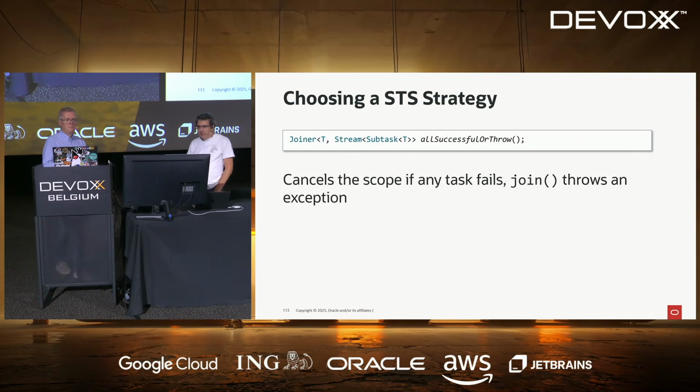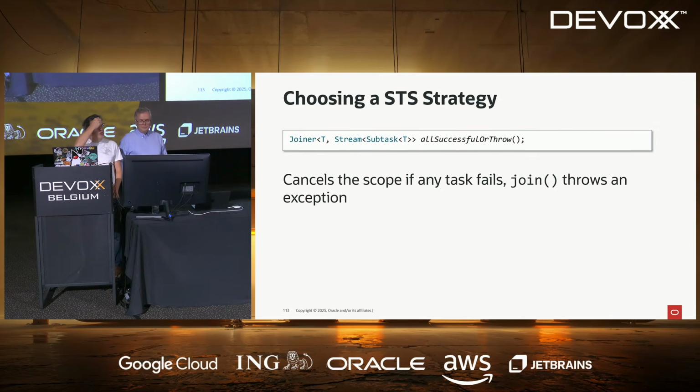Yes. So by default, you have several joiners. They are not in the class called Joiners because we are now modern. We can have static methods inside an interface, so they are directly in the Joiner interface. The first one is allSuccessfulResult.